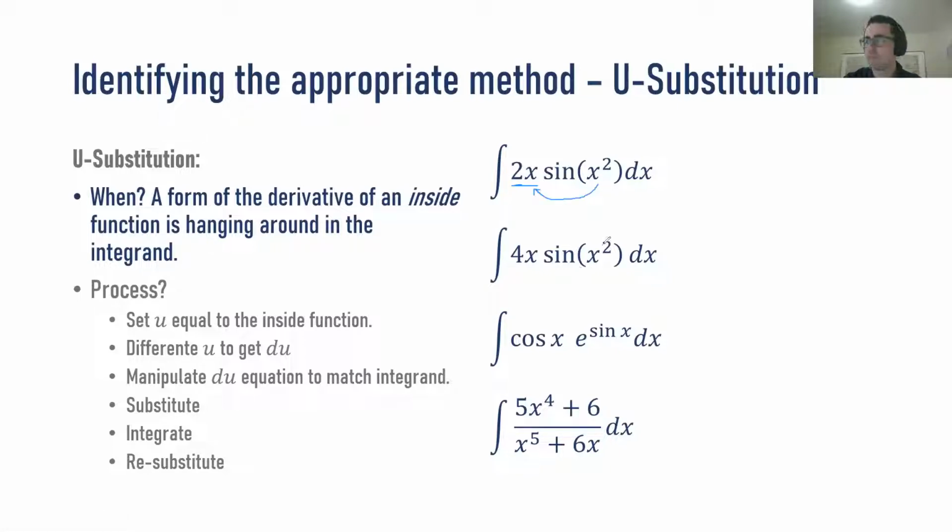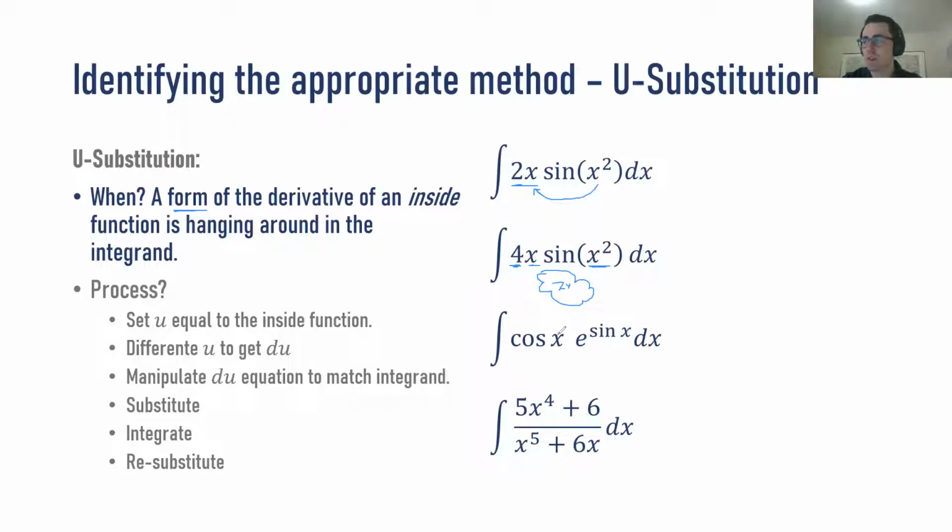Let's look at the next one. Again, the inside function is x squared. And when we take the derivative of x squared, we actually get 2x. That is a form of 4x. We'll see that we can handle any coefficient here as long as it's constant, so 4x kind of looks like 2x, and we'll be able to make that work with U substitution.